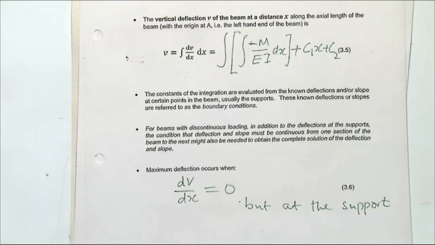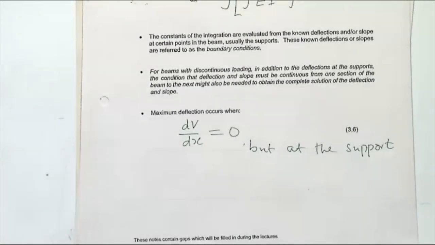So I've got one more page, and then I'm going to go. What's the I? I is the second moment of the area. I thought that is quite standard now.